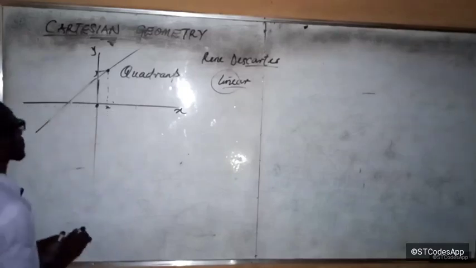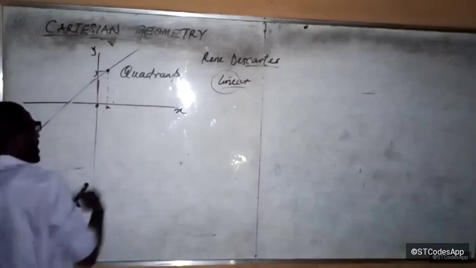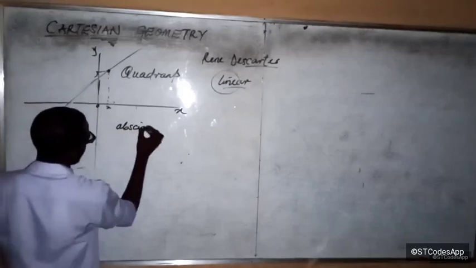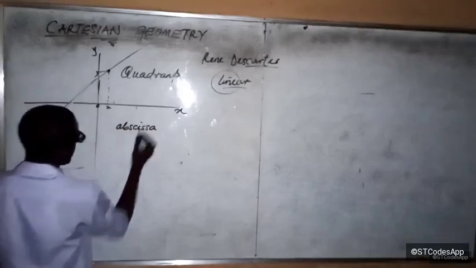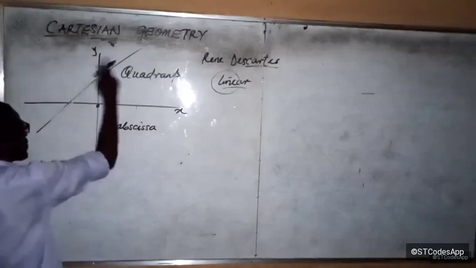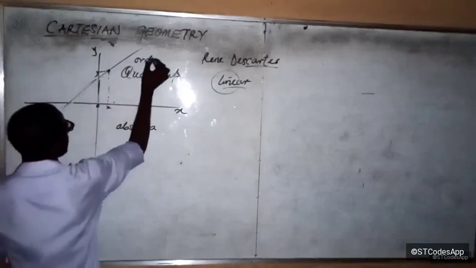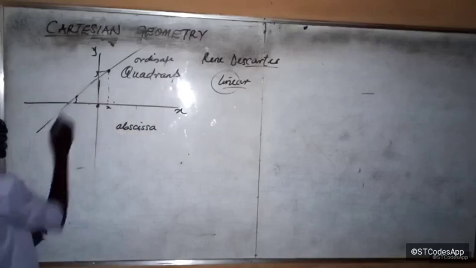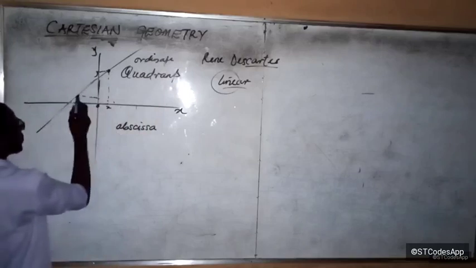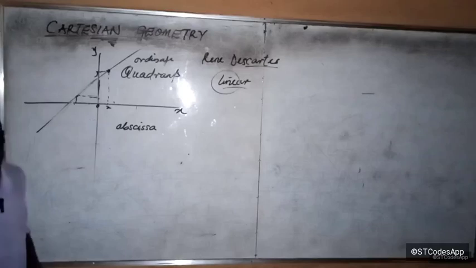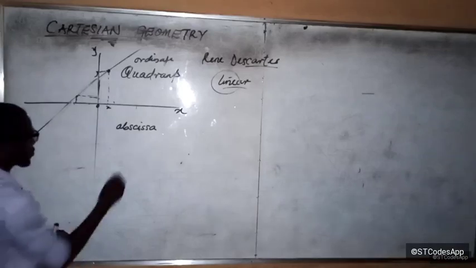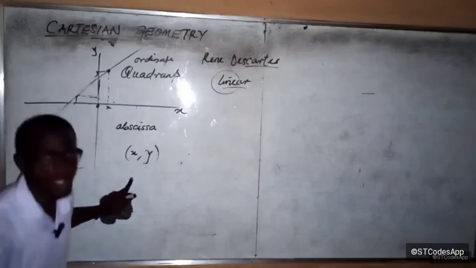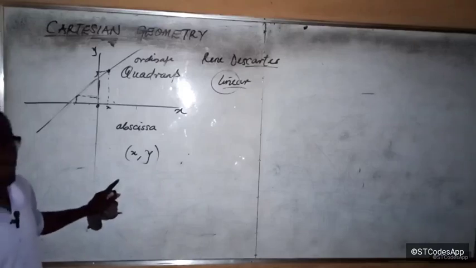So one thing now: the x value that this point has is called the abscissa. I hope I spelled it well. While the y value that it has is called the ordinate. So for every point we have a particular x value and a particular y value. Its x value will be called its abscissa and it's written first. Is that okay? So we always write x, comma, y. This is what we call the coordinates for a particular point.